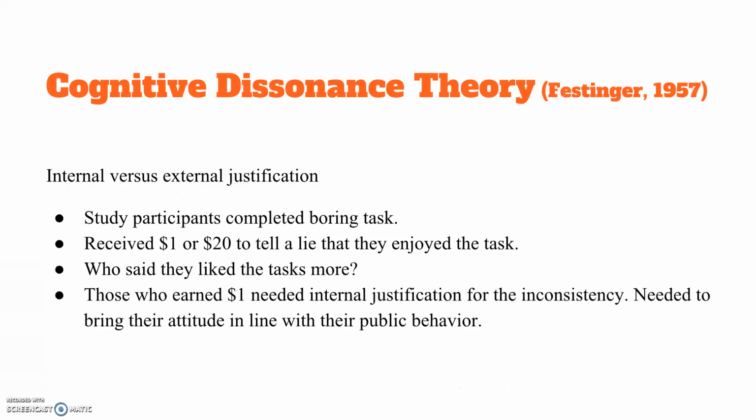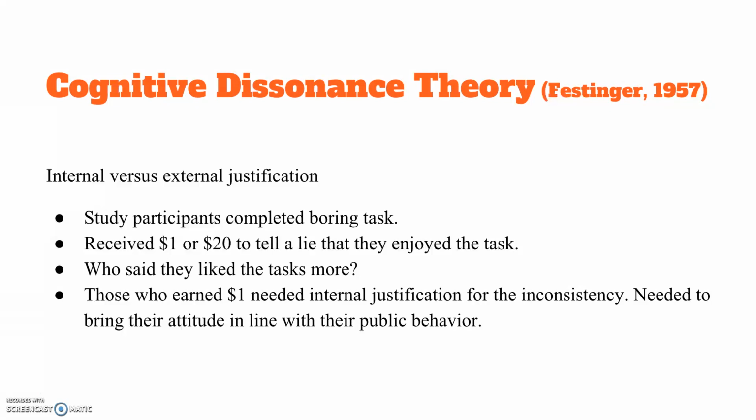Okay. So let's look at how it's been applied. There's something called internal versus external justification. There was a study where the study participants completed a really boring task. And then at the end of the task, they had to tell the next participant a lie. And they had to tell them that they really enjoyed doing the task, that the task was just amazing and fun to do. And the researchers gave them either $1 or $20 to tell this lie.